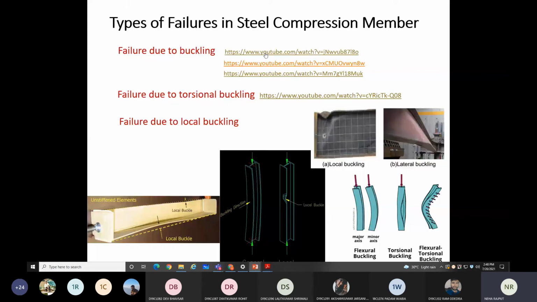So these three are the videos for buckling, where due to support the column is getting buckled, right? That is called the simple buckling of the column member due to support condition. Now the next video is for the torsional buckling.